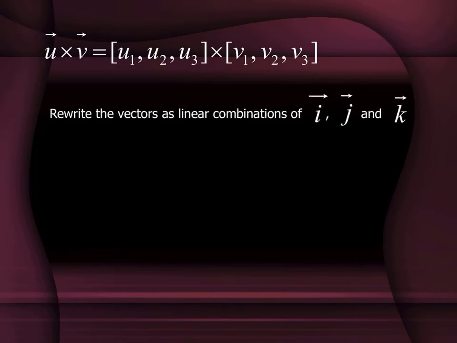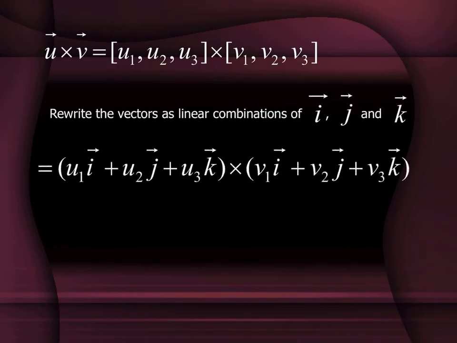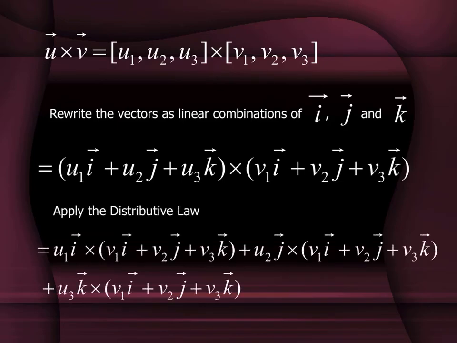Okay, well, we start with u cross v is u1, u2, u3, crossed with v1, v2, v3, and I immediately go to i's, j's, and k's. So I've got u1i plus u2j plus u3k as the first vector, and v1i plus v2j plus v3k as the second vector. And then apply the distributive law. Oh my goodness, what a mess I get out of there. You'll have to walk through each one.